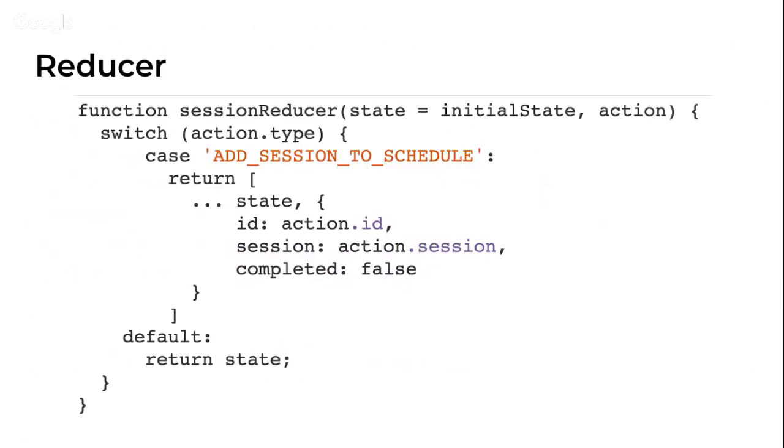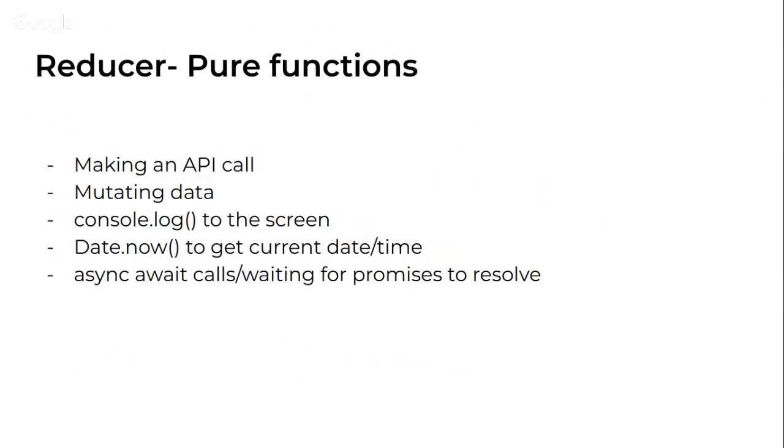You should also not do a console log or refer to data like Date.now. Again, you should not do any async/await or any kind of promise callbacks inside the reducer. It should be a very simple function where it takes a state and the action and simply gives you a new state. That's it.